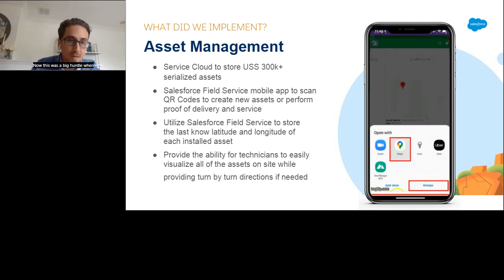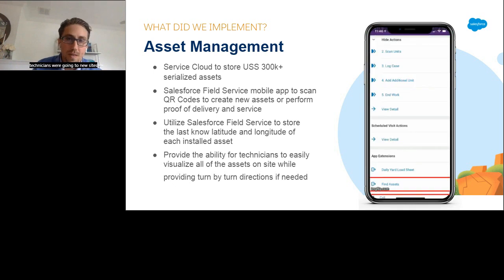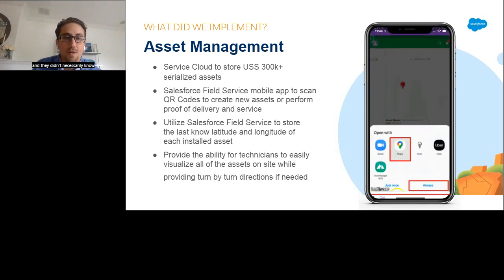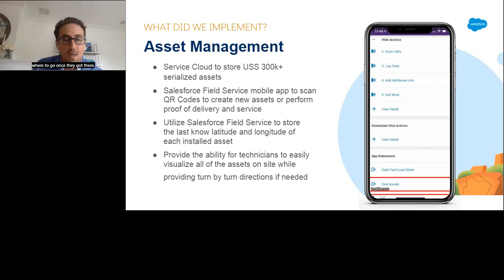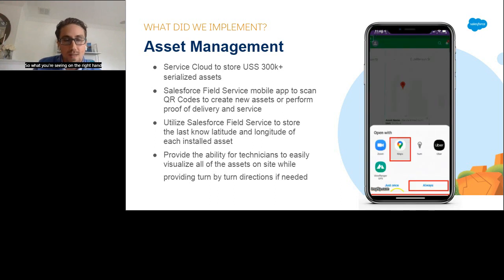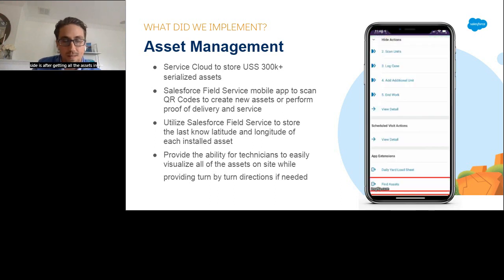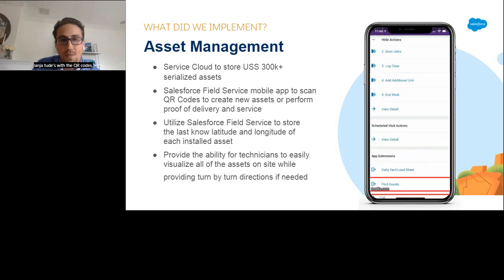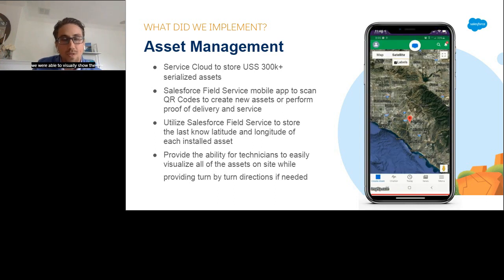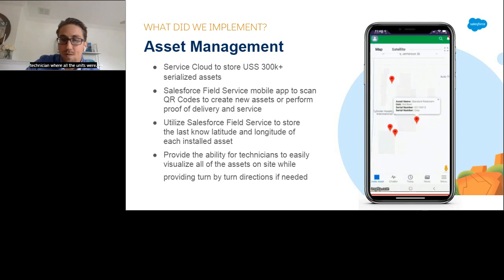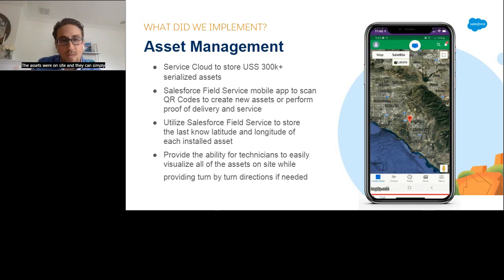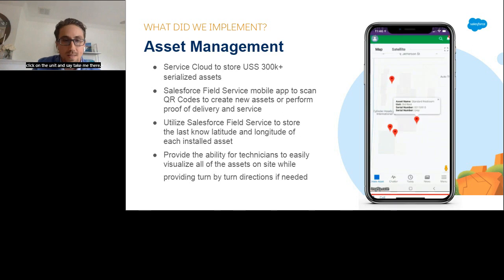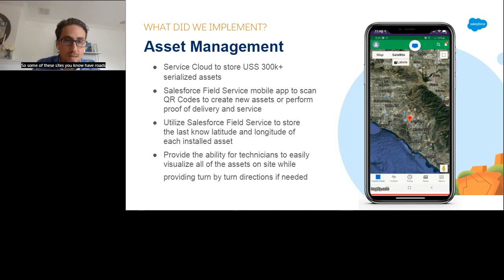Now, this was a big hurdle when technicians were going to new sites and they didn't necessarily know where to go once they got there. So what you're seeing on the right-hand side is, after getting all the assets in the system and tracking their latitude, longitudes with the QR codes, we were able to visually show the technician where all the units, the assets, were on site, and they can simply click on the unit and say, take me there.